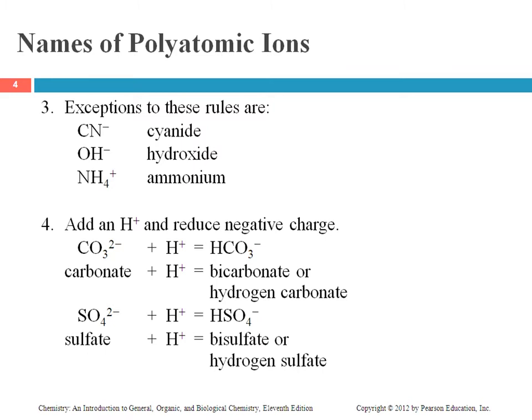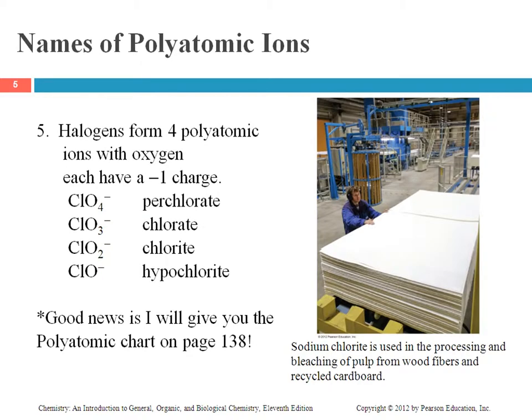We're not going to worry too much about number 4. It's basically that if you add a hydrogen, then you're reducing the negative charge. The reason we're not going to worry too much about all of these is that there is good news: I will give you the polyatomic chart on page 138 of your textbook. This doesn't mean not to look at the chart, not to learn, not to get familiar with these, but I just don't want you to have to memorize something that you can always find in a table of these ions.